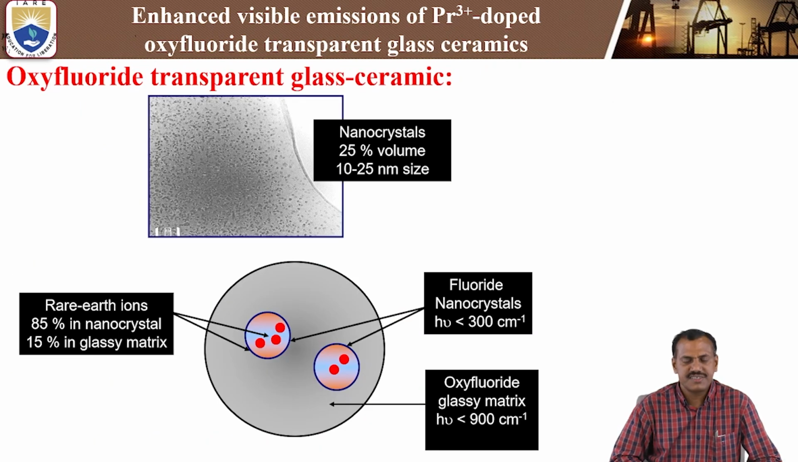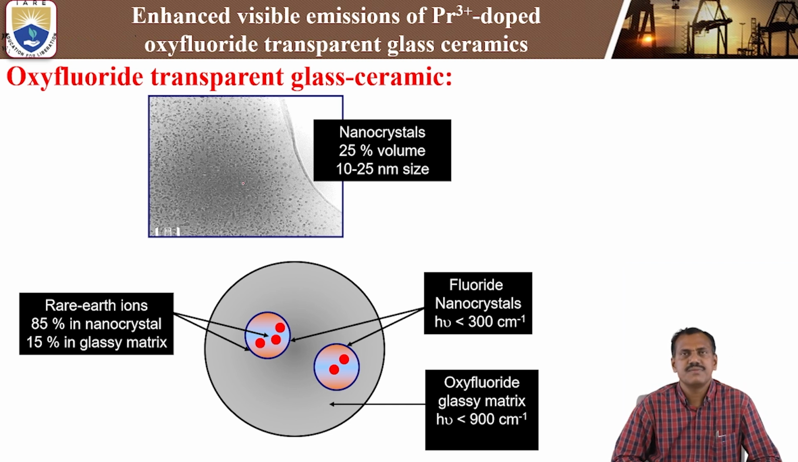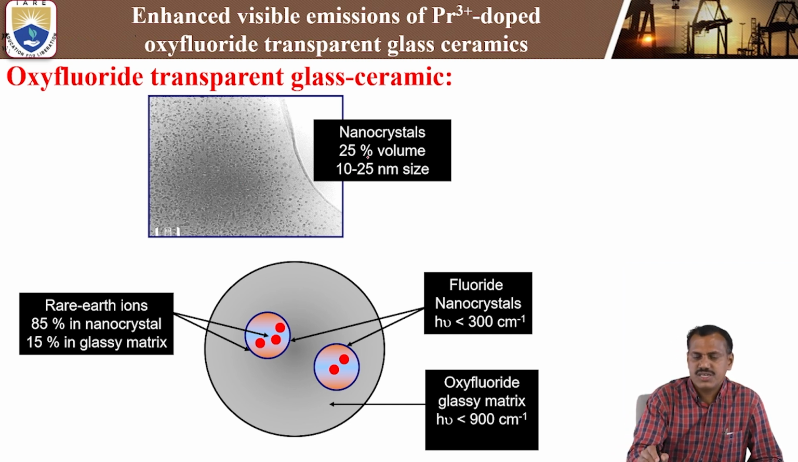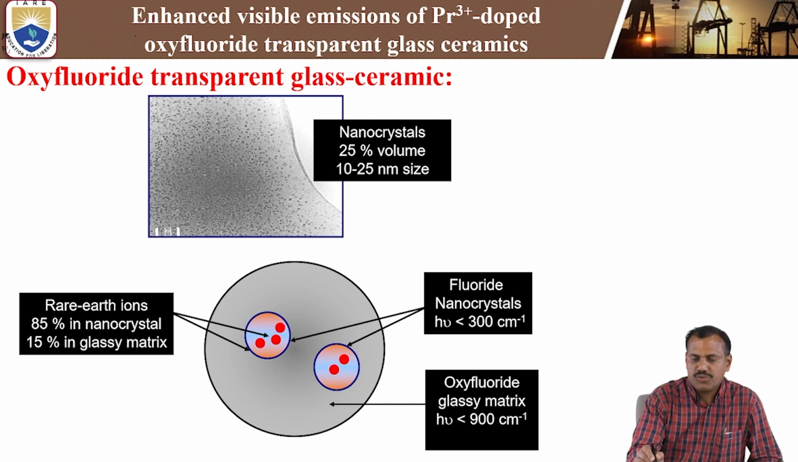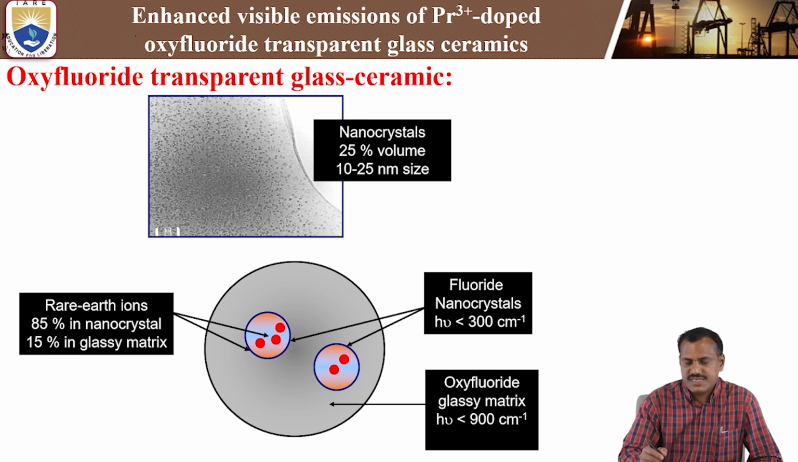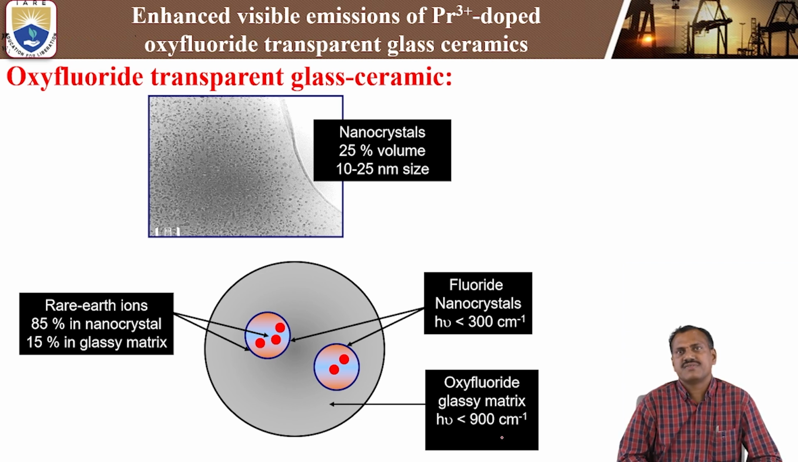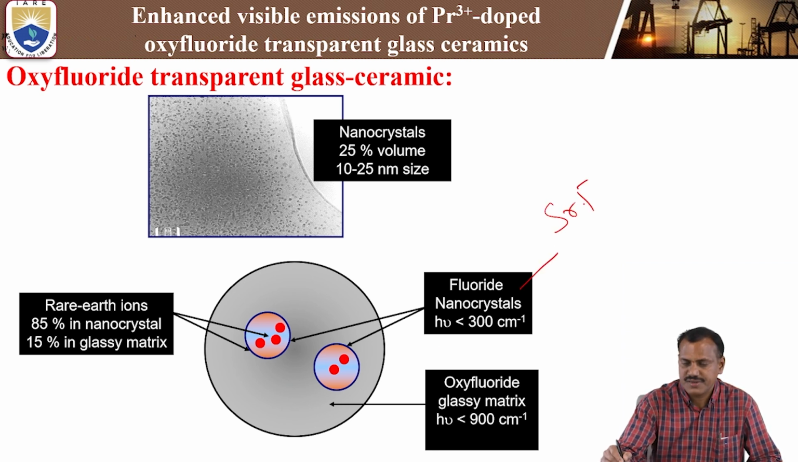Next, coming to the oxyfluoride transparent glass ceramics. So this is the schematic graph of the nanocrystals. In this 25% of volume, we can incorporate or embed the nanocrystals of 10 to 25 nanometer size. This is the complete glass system, that is, the oxyfluoride glass matrix. At that time, its phonon energy is less than 900 centimeters inverse. Whenever this is embedded with a fluoride nanocrystal, for example, strontium fluoride or calcium fluoride.